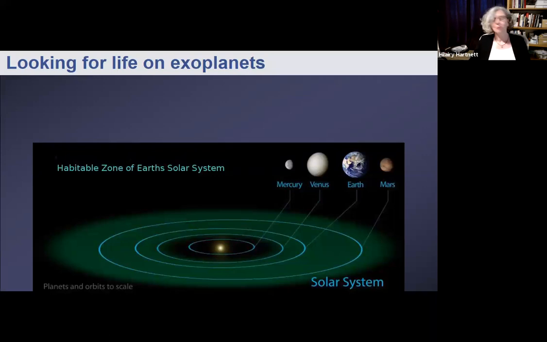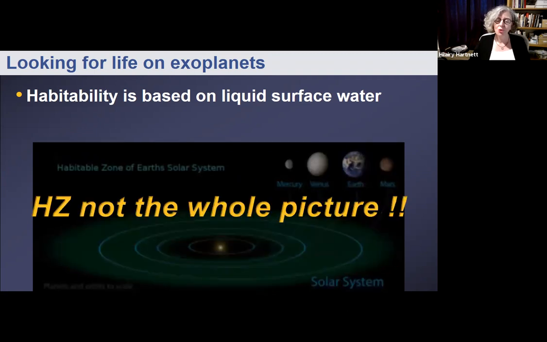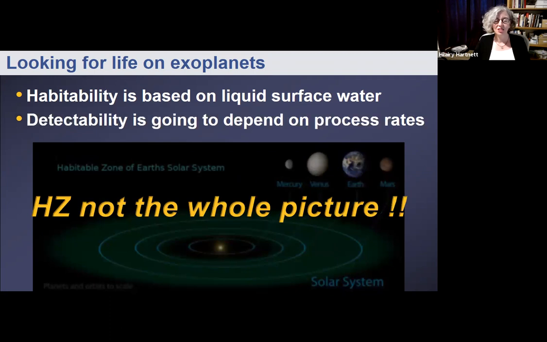As Natalie showed us, planets are common and diverse, and we can imagine that there are many, many planets that might be similar to Earth. The traditional habitable zone is based on liquid water, but I'm going to put it to you that detecting life on those planets is more than just the presence of liquid water. We need to understand the rates of chemical and biological processes on those planets, and that detecting life is going to depend on the rates of those processes.